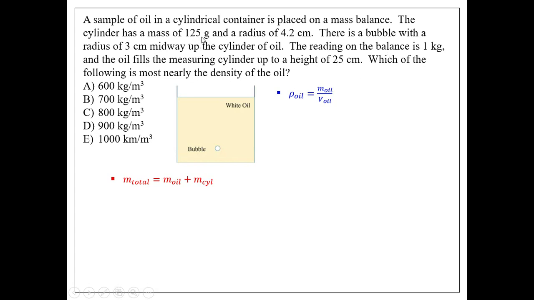The mass of the cylinder is given in grams, but then the reading of the scale is given in kilograms. So keep that in mind as you practice. Make sure you convert units properly as you proceed with your work, okay?